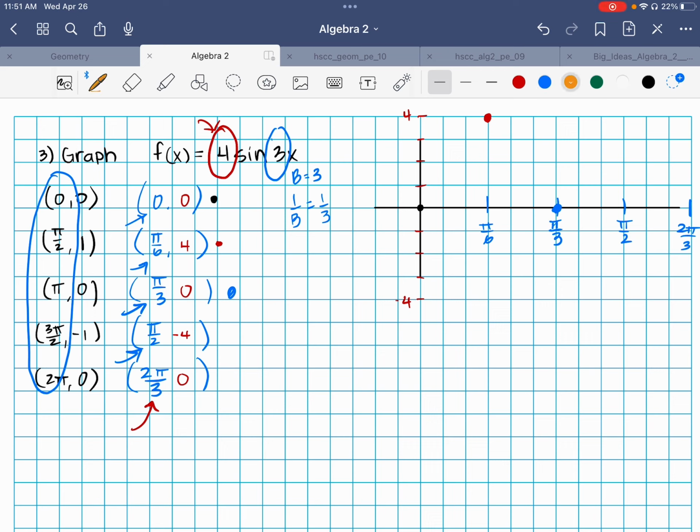Then from that point, we're going to go to pi over 2, and then down to -4, all the way down over there. And that gives us this point, followed up with our last point at 2 pi over 3, 0. So we're going to go all the way over there, neither up nor down. We're just going to plop a point right there.